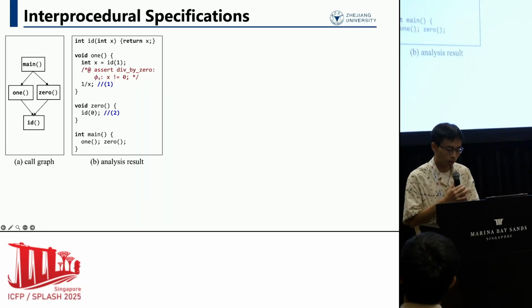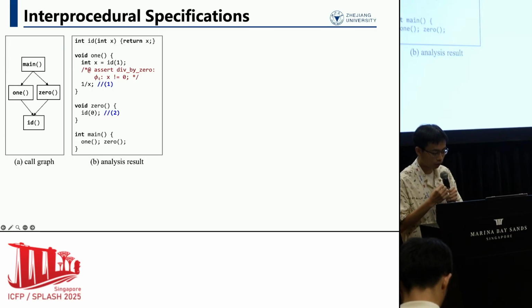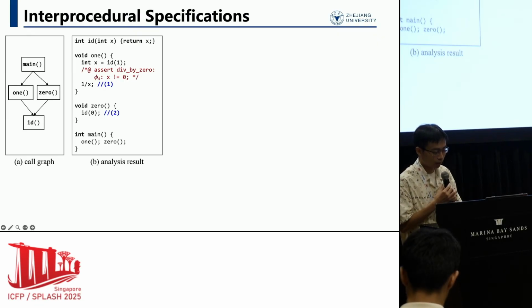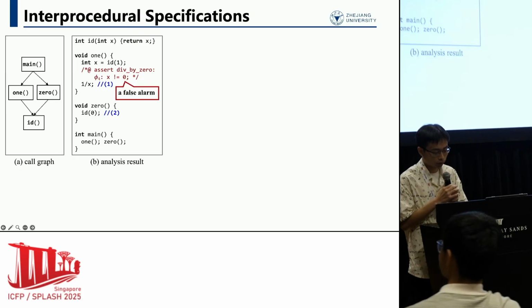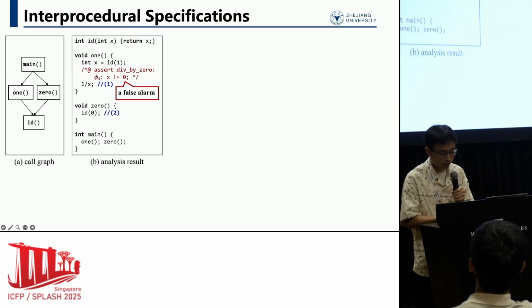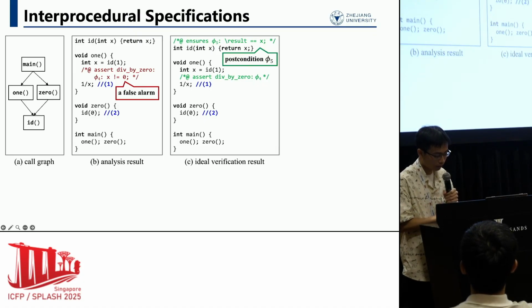First, what are interprocedural specifications? Consider the program with its call graph. The function main calls the functions f1 and f0, and both of them call the function id, which simply returns its input x. At line 1, the return value of id(f1) is used as a divisor. A static analyzer may raise a false alarm here, warning that the divisor could be 0, which is obviously impossible. An ideal way to discharge this false alarm is writing a postcondition for function id, which states the return value of id equals its input.